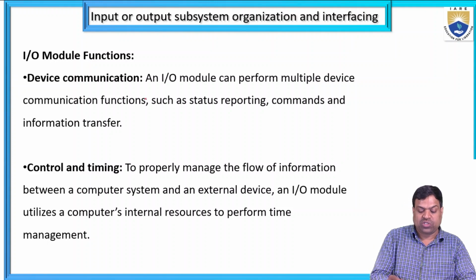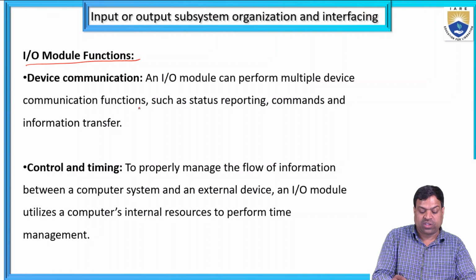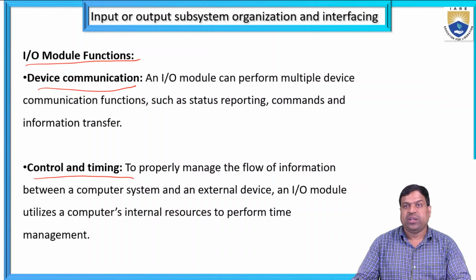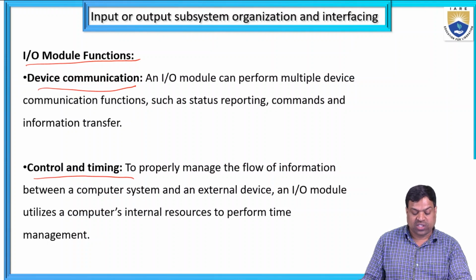Input output modules have many functions. First one is device communication, another is control and timing. So what is device communication? An input output module can perform multiple device communication functions such as status reporting, command and information transfer. Control and timing means to properly manage the flow of information between a computer system and an external device. An input output module utilizes a computer's internal resources to perform the time management. So these are the control and timing.